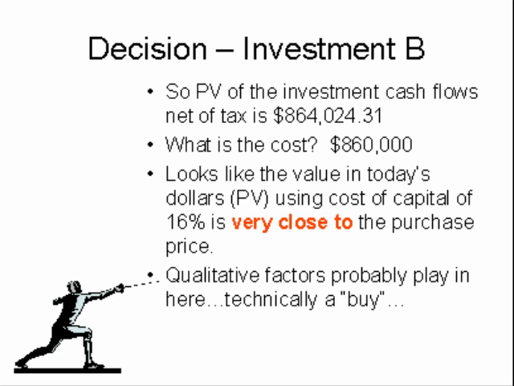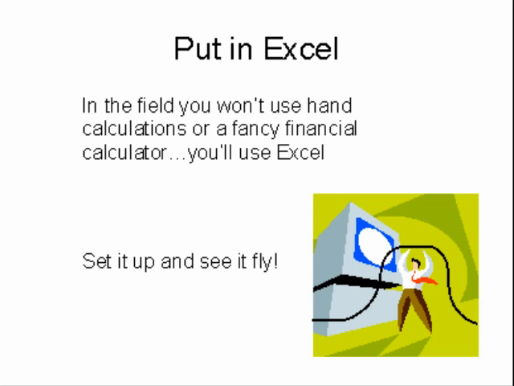The present value of the after-tax cash flows was $864,000 and the cost was $860,000. So it looks like it's very close to the purchase price. As you get close to the purchase price, qualitative factors tend to play in because you're right about on the edge there.